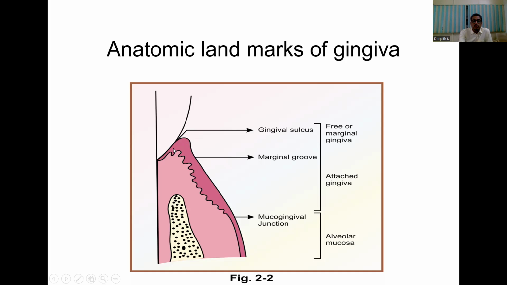On one side is the tooth and on the other side is the gingival tissue. Then the free gingiva is demarcated from the attached gingiva by a depression called the marginal groove or the free gingival groove. Then the mucogingival line, or junction, separates the movable tissue and the attached tissue. The part from the free gingival groove to the mucogingival junction is considered the attached gingiva.